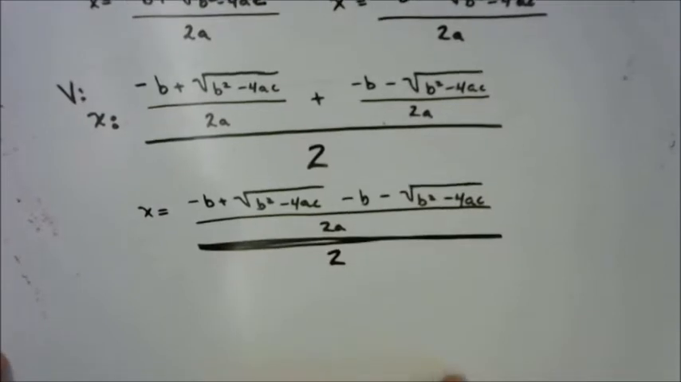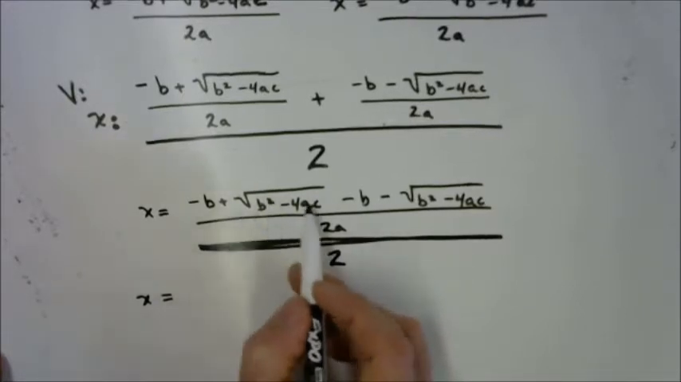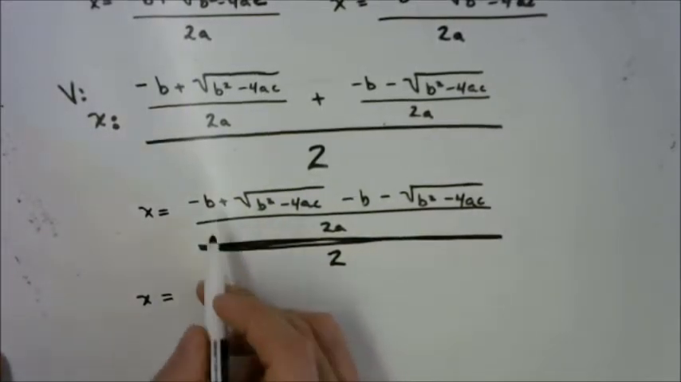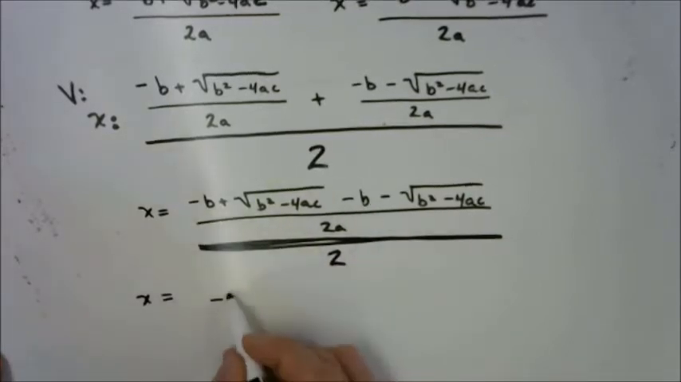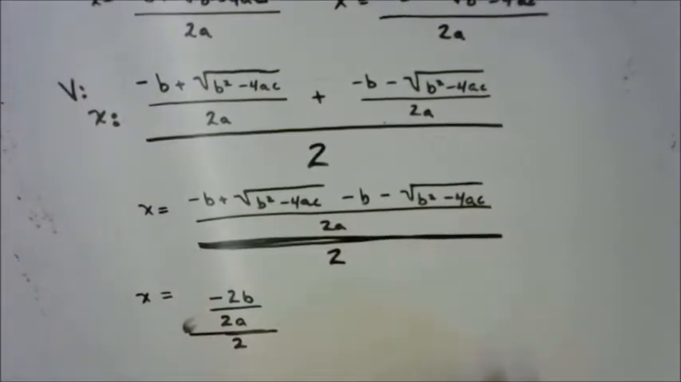Look at that numerator, what happens? That big ugly square root of b squared minus 4ac, well, we have plus one of them and minus one of them, so they just disappear. So at the top we have negative b minus b, well, that's negative 2b, divided by 2a, and that divided by 2. It's getting a little easier.